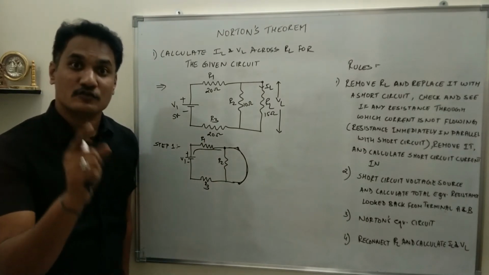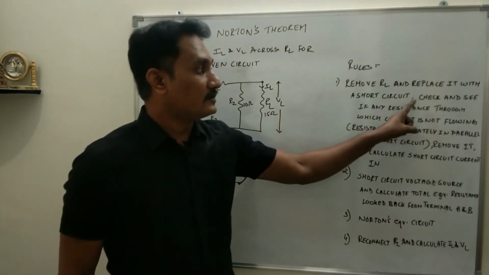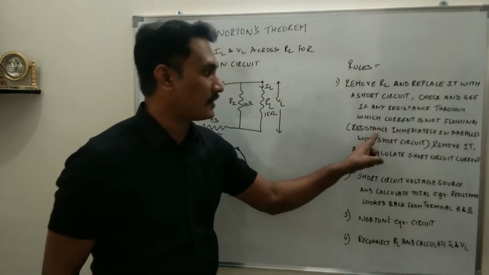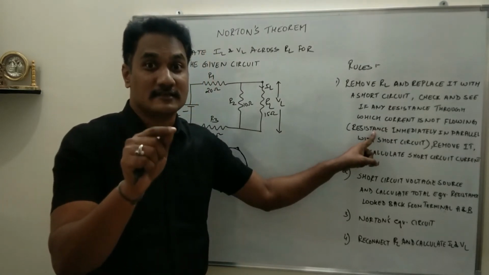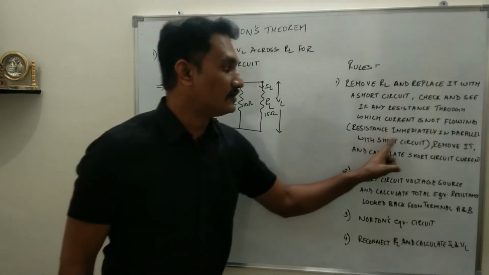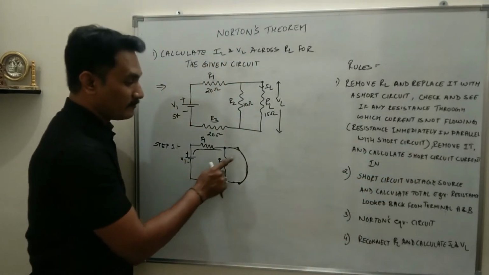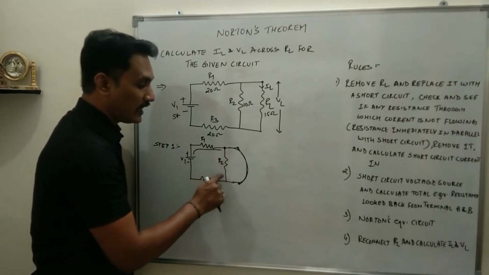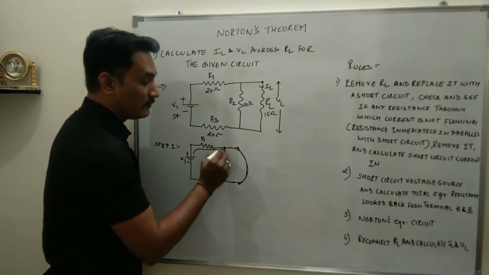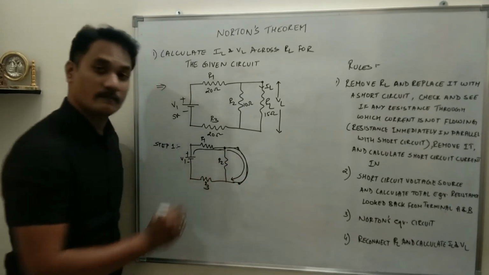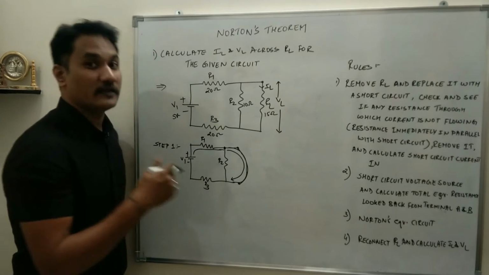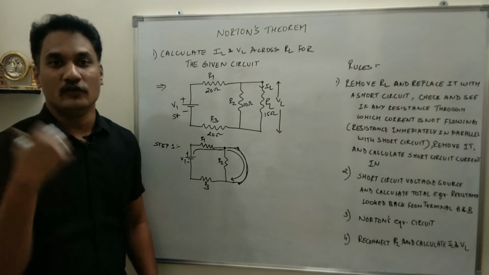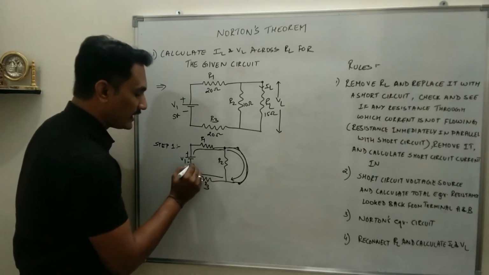So that is why we wrote: check and see if any resistance through which current is not flowing. How to check? It is written here: resistance immediately in parallel with the short circuit. Yes, we have it. In immediate parallel we have R2, so you have to remove R2 because no current will flow through R2. All the current coming up to this point will flow like this because of the short circuit. It will not flow through R2. So if there is no current through R2, there is no significance of R2 left, so we remove R2. And then the current will flow like this.